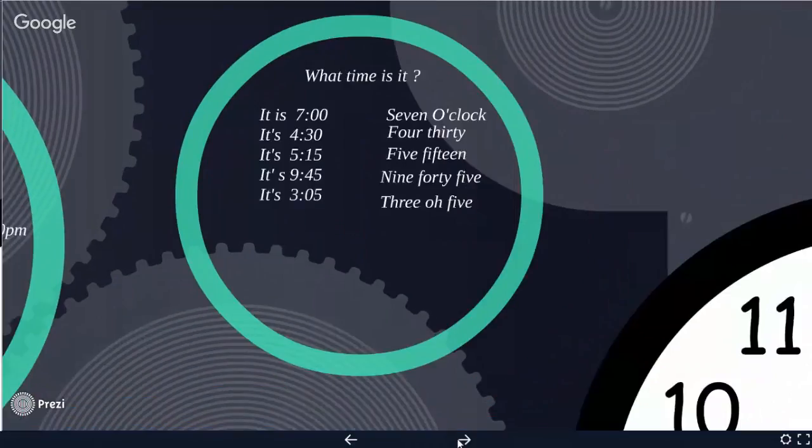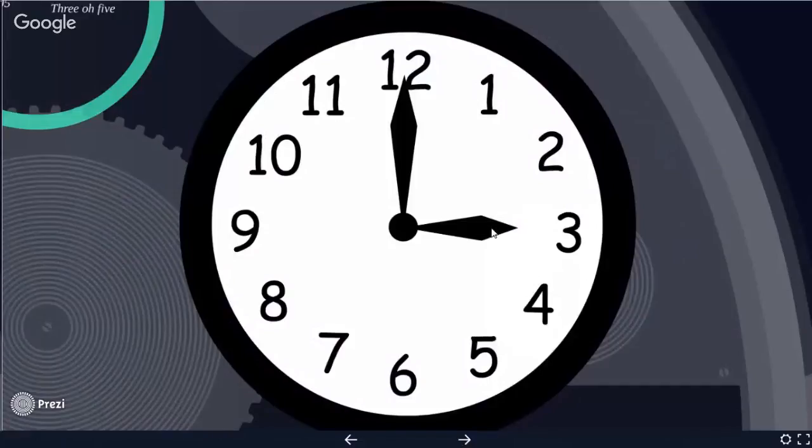And the last is, what time is it? This is short, this is hours, and the long is minutes. What time is it? Your answer is 3 o'clock, 3 a.m., 3 p.m.